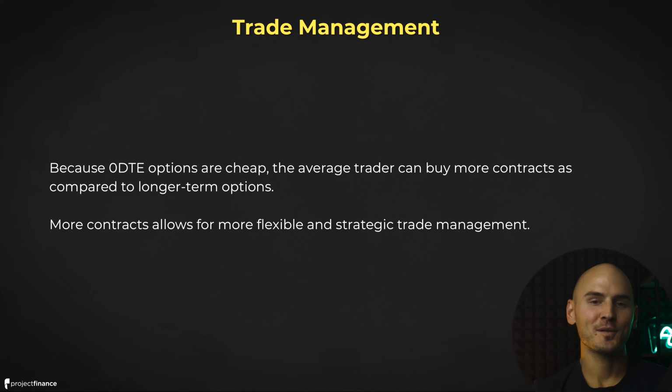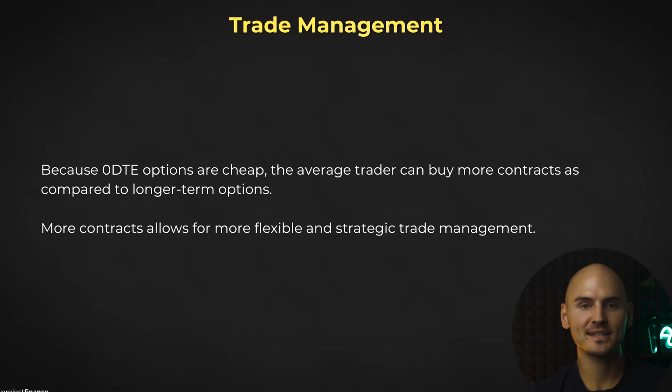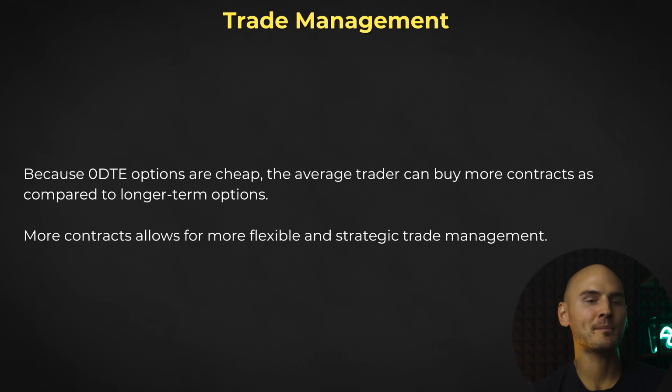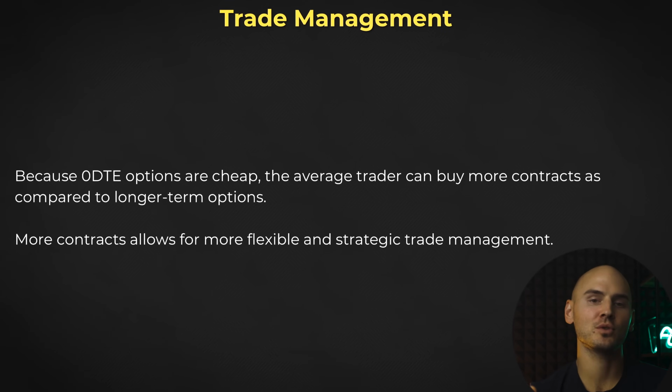Now that we've gone through these examples, and due to their volatility, I want to talk about some management best practices or just some ways that you can go about thinking about managing 0 DTE option positions. One benefit of trading 0 DTE options is that they're cheap, and so the average trader can buy more contracts as compared to longer term options. And owning more contracts allows for more strategic and flexible trade management, which I'll talk about right now.